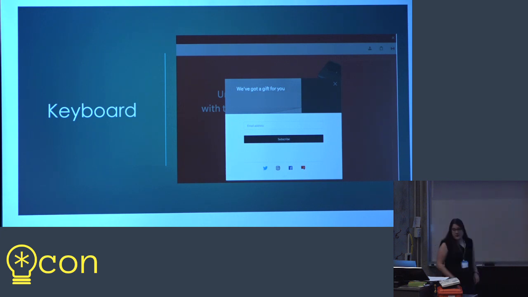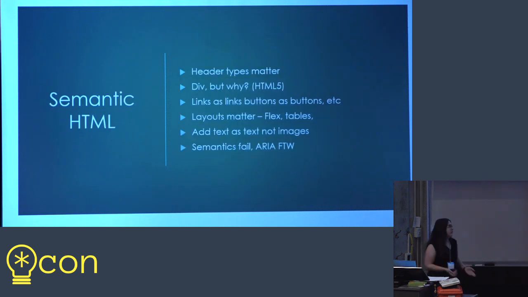But now that we've gone through the keyboard, it's time to get down to the nitty-gritty of semantic HTML. And I'm not going to go through every example that's listed here, but it's really about using the right HTML for the job. This is things like using a link as a link and a button as a button. It's also things like using the right header.